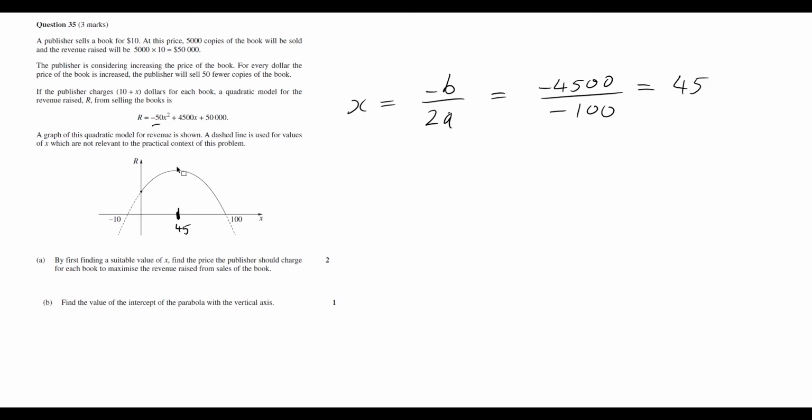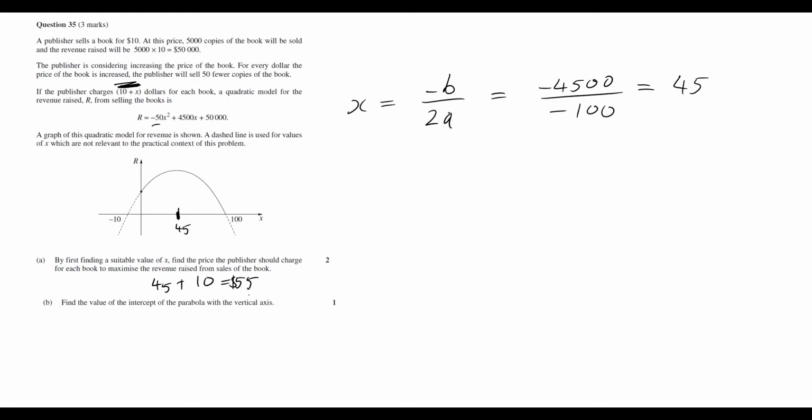But that's not quite the answer for this question, because we need to be very careful here. By first finding a suitable value of x, so we've done that, find the price the publisher should charge for each book to maximize the revenue raised from sales of the book. We need to refer back to this point up here, where it says the publisher charges 10 plus x dollars for each book. So the price that they'll be selling it for is going to be 45 plus 10, so $55 for each book.